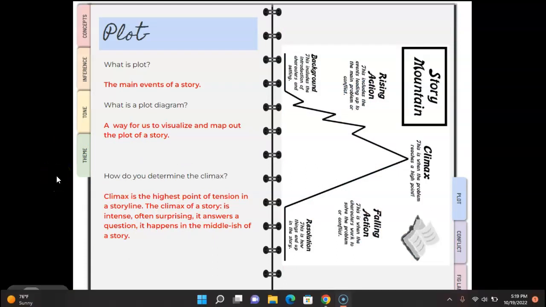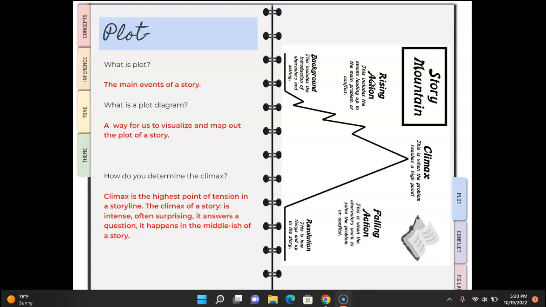Alright, we got a sneak peek of this last literary element on the previous slide, but we're talking about plot now. So what is plot? Plot is the main events of a story. A plot diagram is what's over here on the right. We like to call it a story mountain, but it's the same thing. It is just a way for us to visualize and map out the plot of a story. So if you need to turn your paper to be able to see these things over on the right-hand side, feel free to do so.